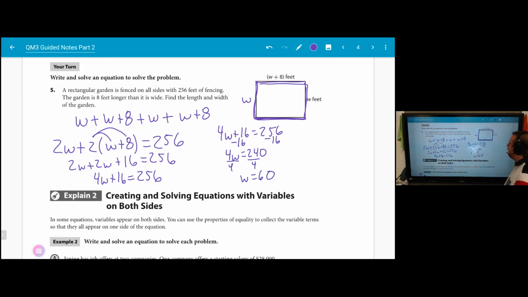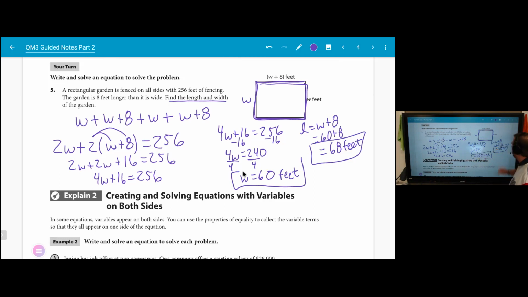We're not done, because the question says find the length and width of the garden. We know the width is 60 feet. Don't forget units. But we know the length is W plus 8. So that would be 60 plus 8, or 68 feet. So we got our length, we got our width with units, and now we are done.